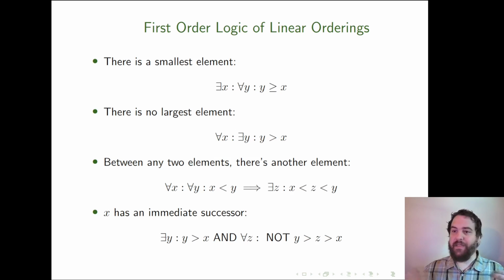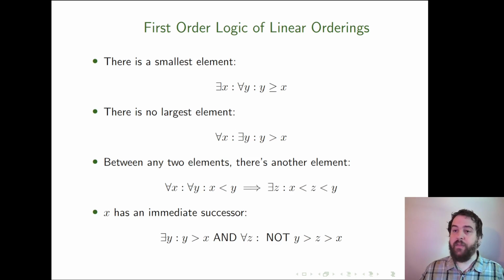But let's talk about some of the things that we can say in first order logic. We can say that there's a smallest element, right? So there exists an x, that'll be our smallest element, such that for any y, y is greater than or equal to x. Of course, y could refer to the same point as x. So we have to allow the option that y is equal to x. We can kind of flip that around and say something like there's no largest element, so for every x there is a y which is strictly greater than x.